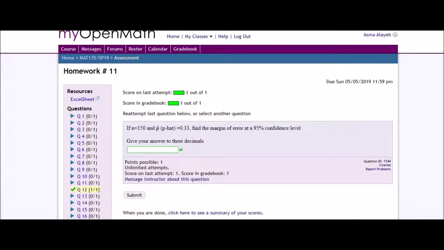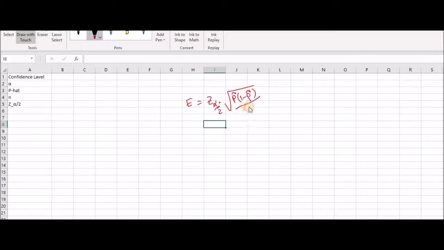To find the margin of error, we know that the formula for the margin of error is given by the following. The margin of error is equal to z sub alpha divided by 2, the critical value, times the square root of p hat times 1 minus p hat divided by the sample size. Of course, the square root includes the sample size as well. So now let's come up with the numbers from the question and then answer that.